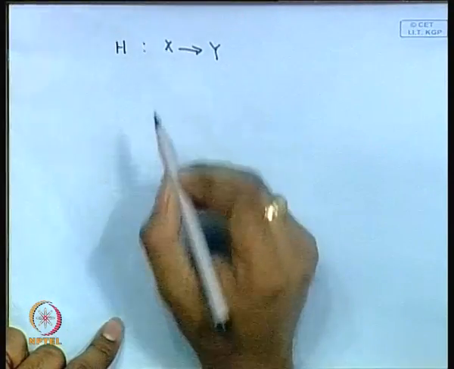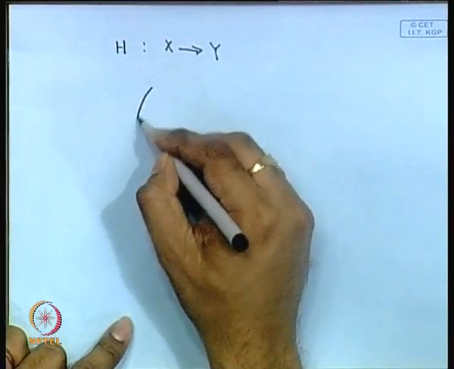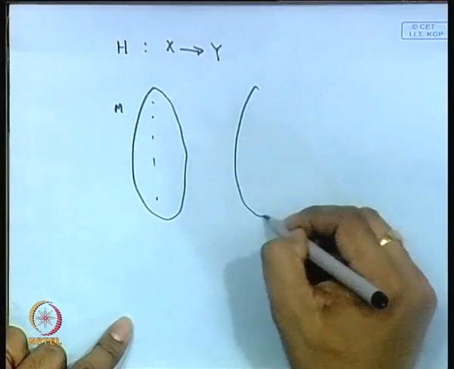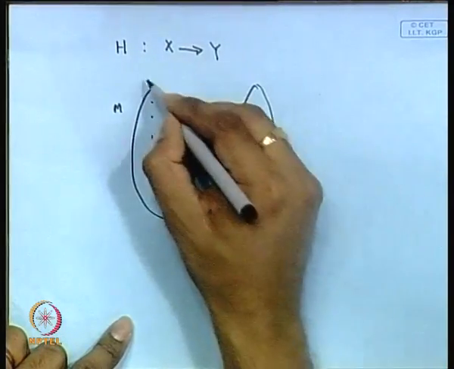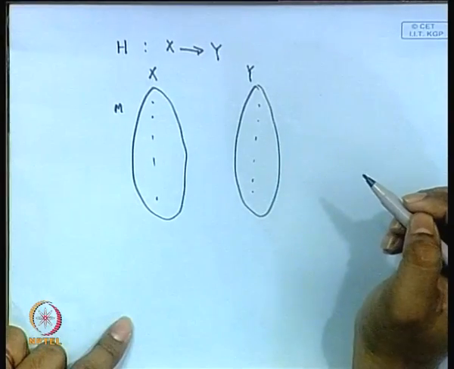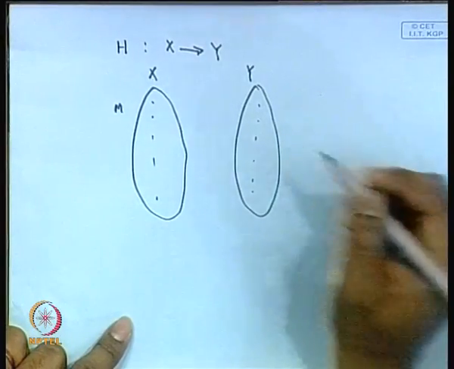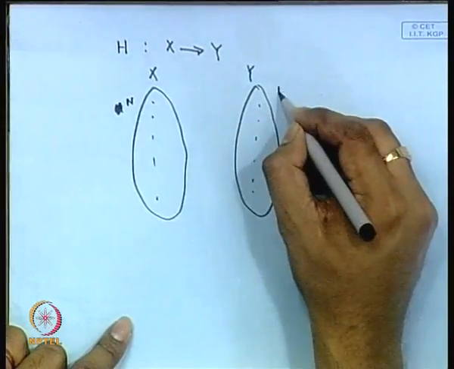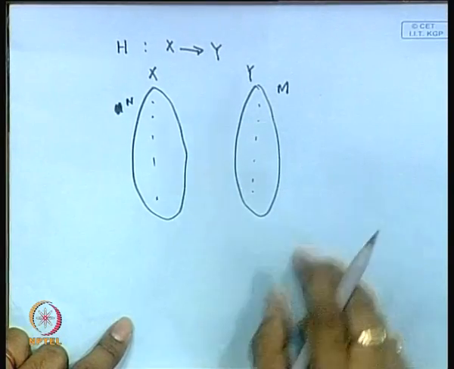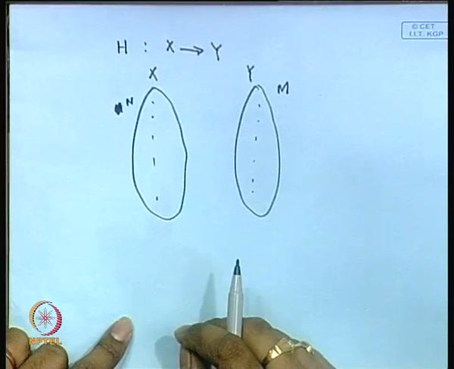So how many values of x are there? If I assume that in x there are say m values, and in y, so this is x and this is y, there are say... So if you can assume that x is n and y is m, just to keep the notation same. So how many possible mappings are there?